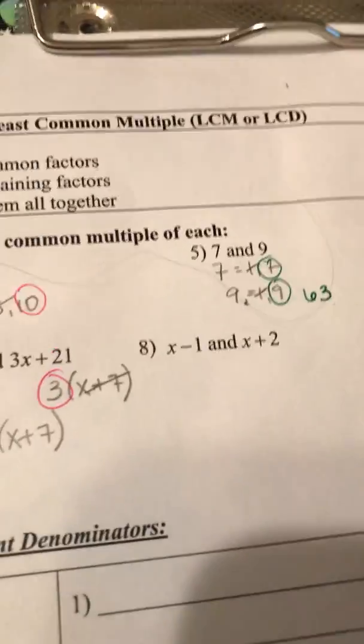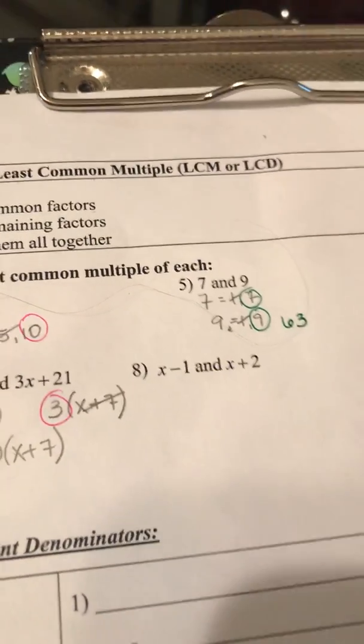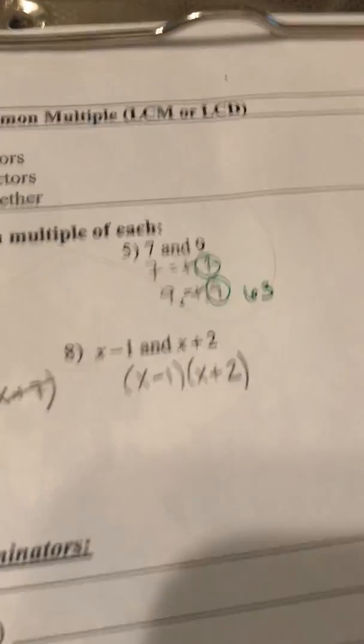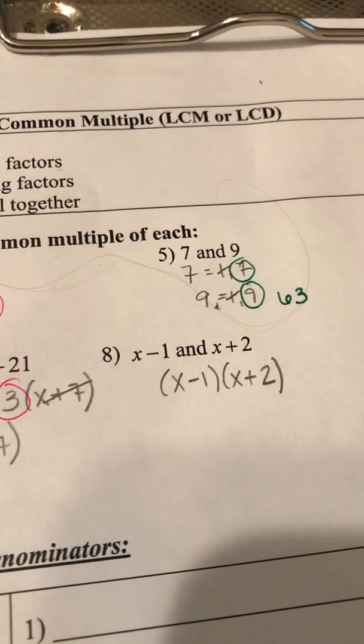Okay, if you look at 8, they don't have anything in common. So their LCM would be x minus 1 times x plus 2. We'd have to include both of them. You want to acknowledge what they have in common first, and then what they don't.